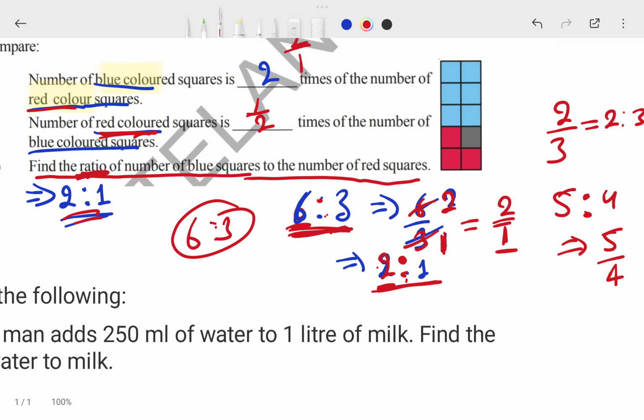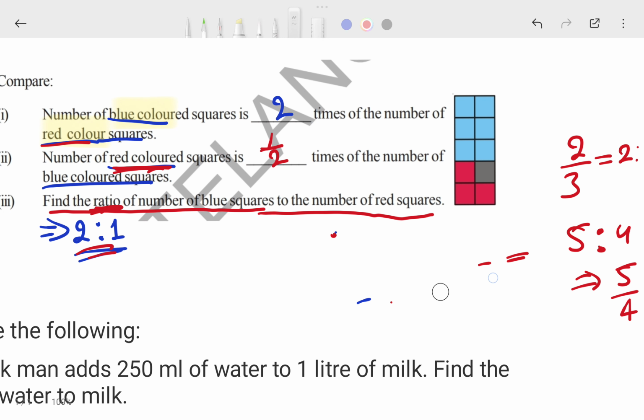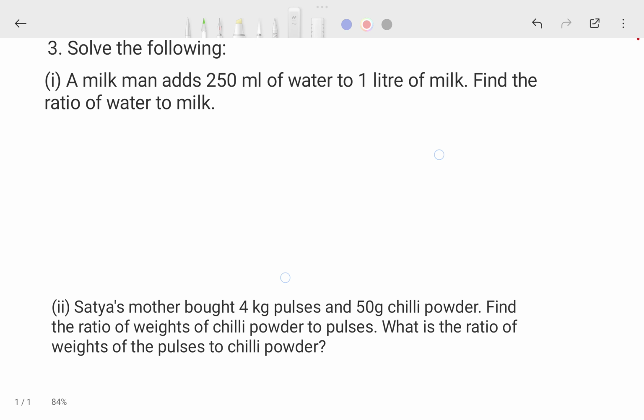This is a very simple question, not complicated in anything. Okay, this is an easy question. Just understand and do this. Is it clear to you? Right, so let's talk about the third question.